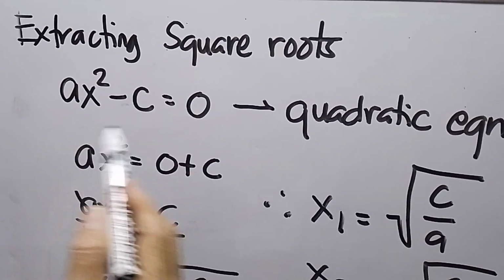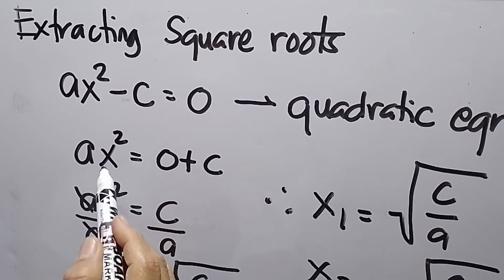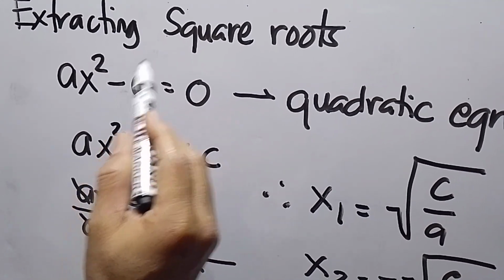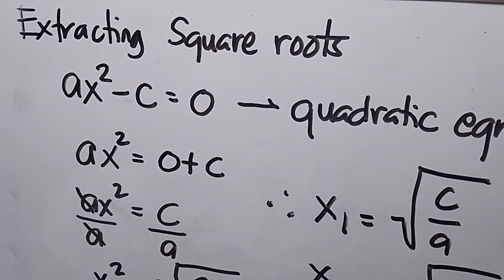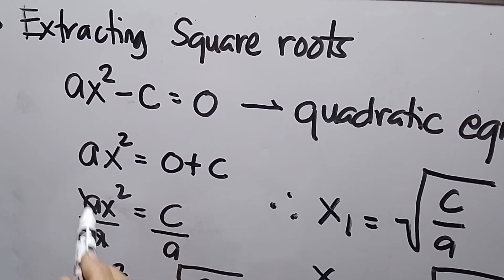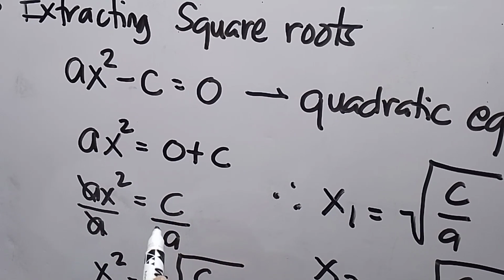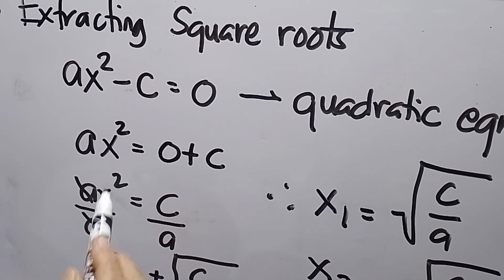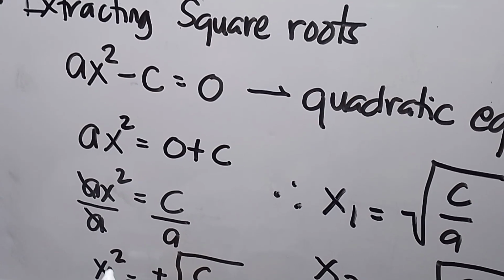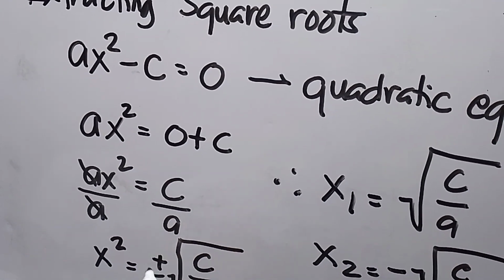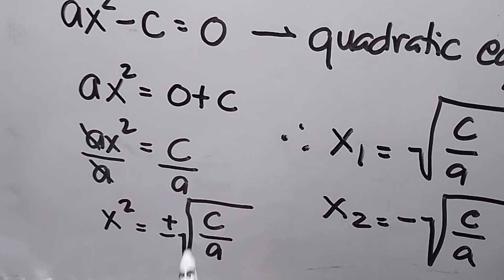So I have here to resolve this one. Ax squared, transpose this negative c to the right, that will be 0 plus c, and then divide both sides by the coefficient of x squared. So I have here a divided by a, so cross out a, and then I come up with x squared equals the positive and negative square root of c over a.